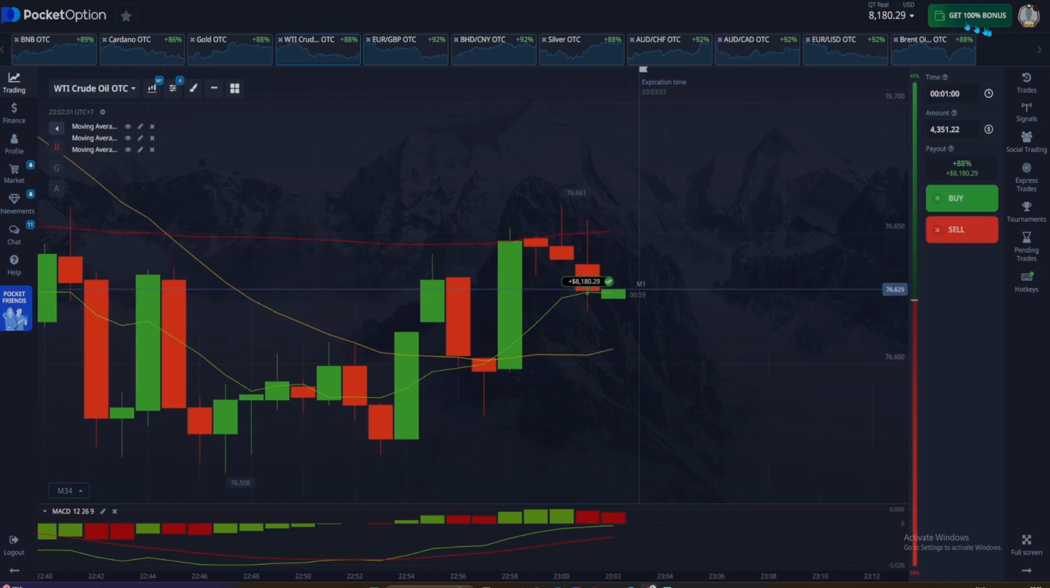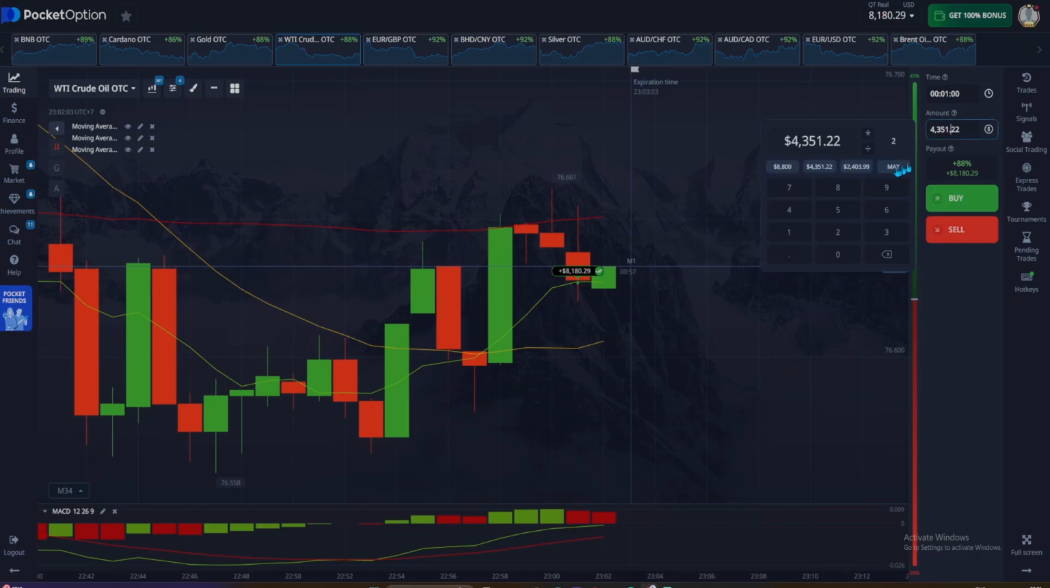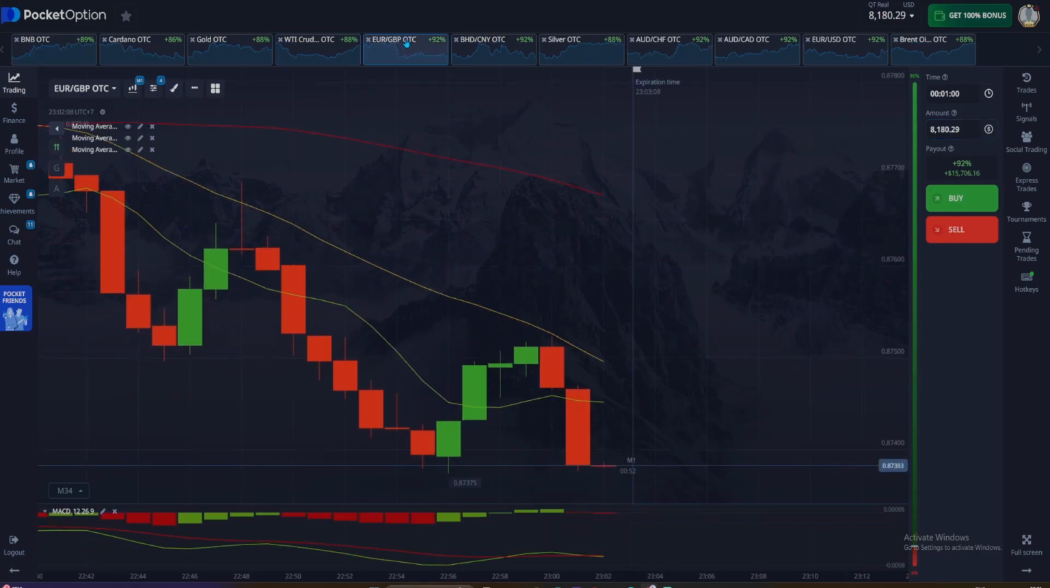Yes, exactly as expected, the price rejected downward and we made a profit. Now we can open the market again and look for the next opportunity.